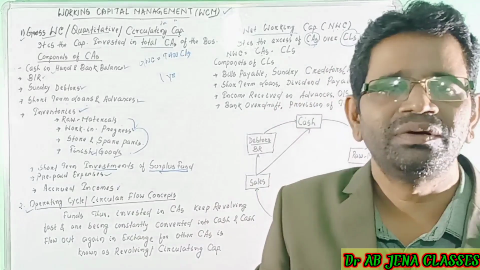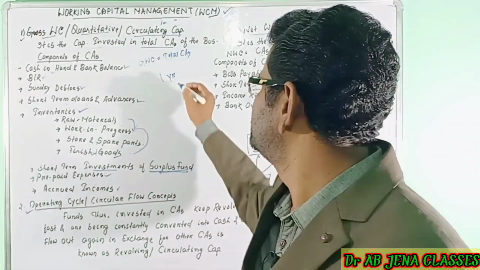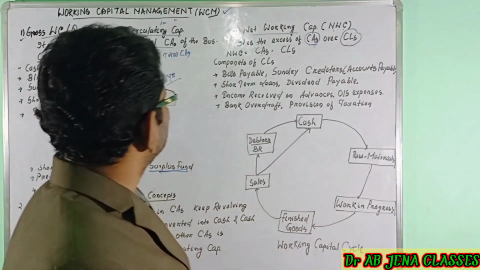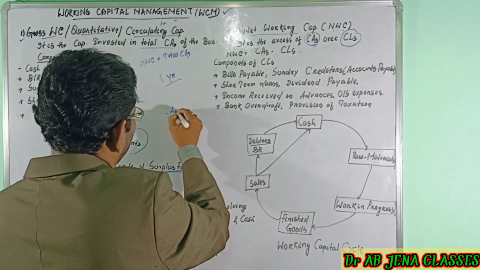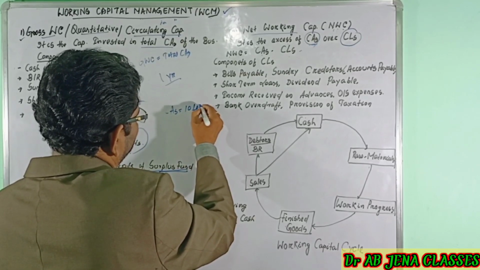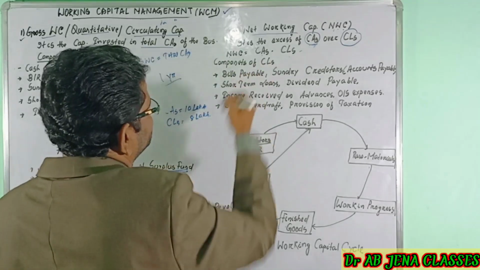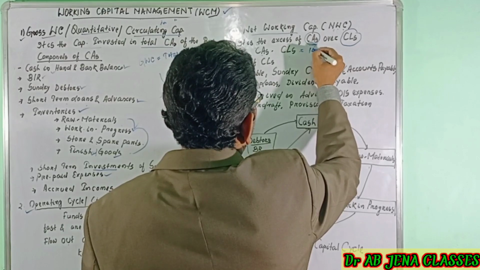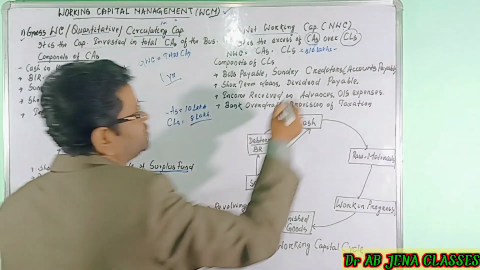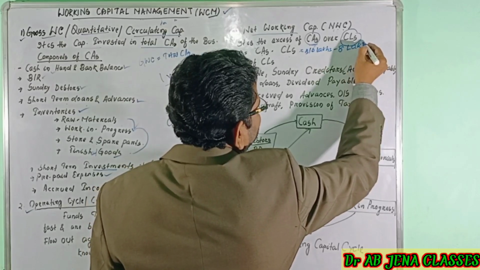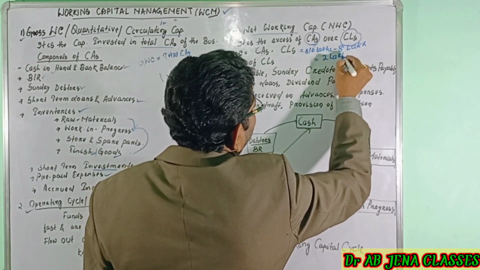What is the meaning of current liabilities? Current liabilities are those liabilities which are payable by the business within an accounting year, I mean within 1 year. So that is the net working capital. It may be positive or negative. For example, suppose current assets are 10 lakhs and current liabilities are 8 lakhs. As per our equation, 10 lakhs minus 8 lakhs, the difference is 2 lakhs.